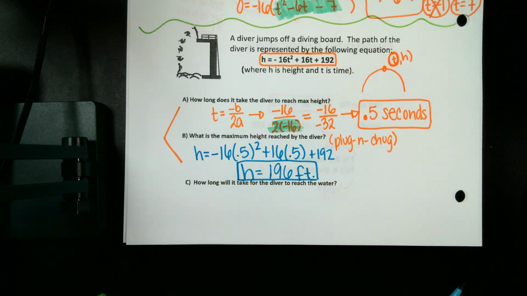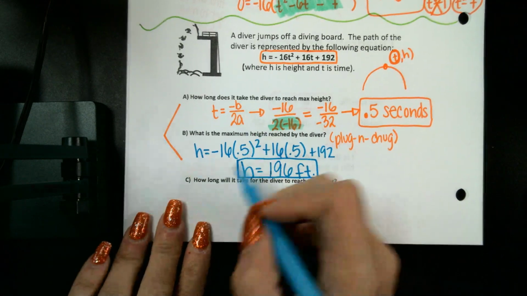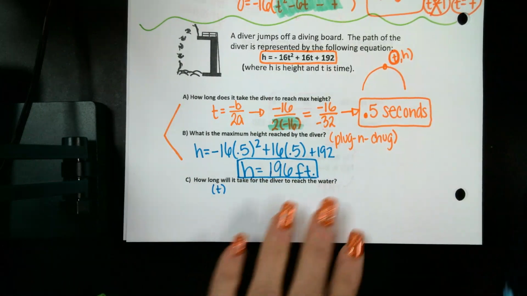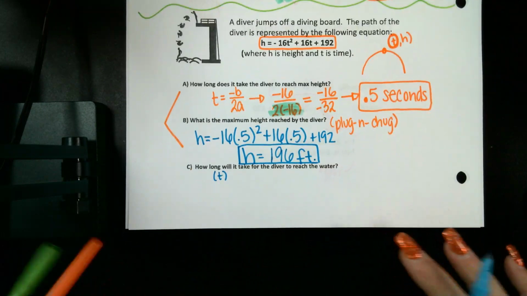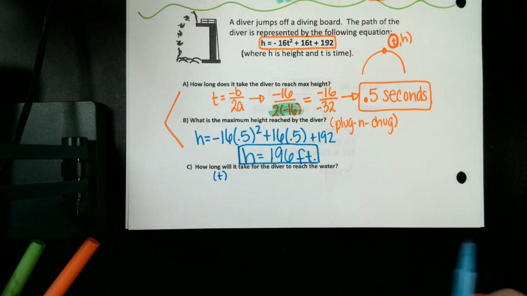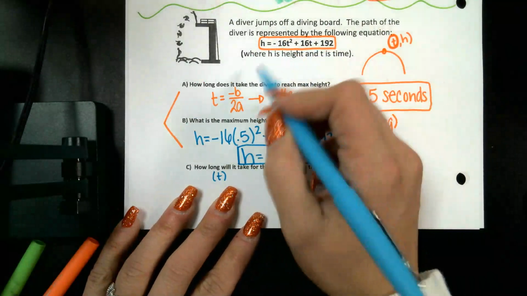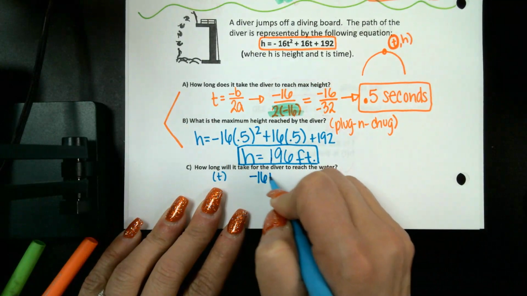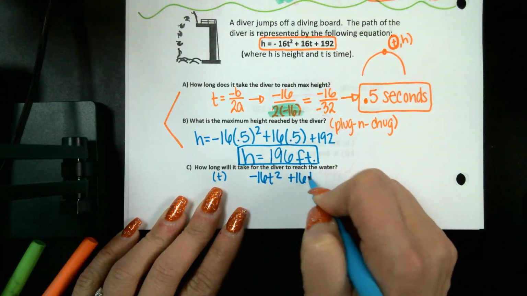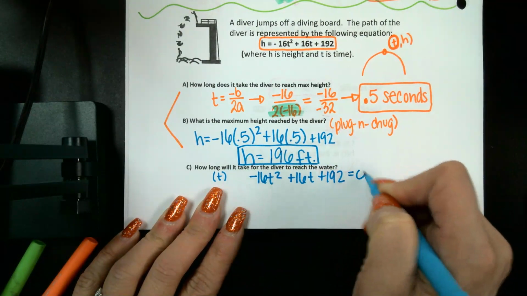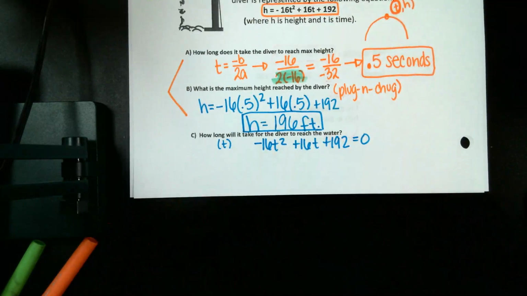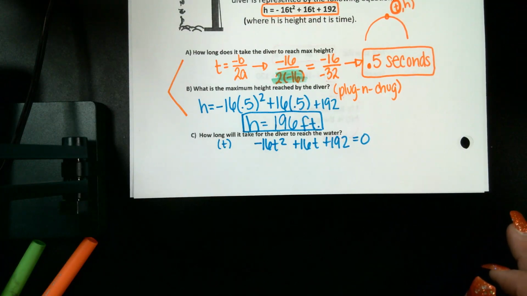Okay. Then the last question, it's asking for time again because it says how long will it take. So they want us to solve for T again, but this time they've actually given us the height because it says how long will it take for the diver to reach the water. Well, you guys, when they reach the water, what's their height? 0, right? So they are telling you to set the original quadratic, -16t squared plus 16t plus 192, equal to 0. So since it's already set equal to 0, we're ready to factor it, aren't we? We don't have to move anything.